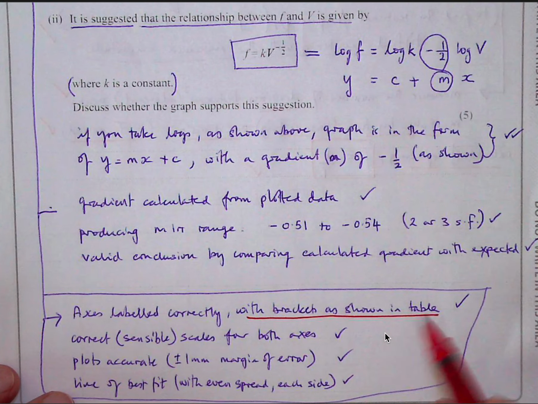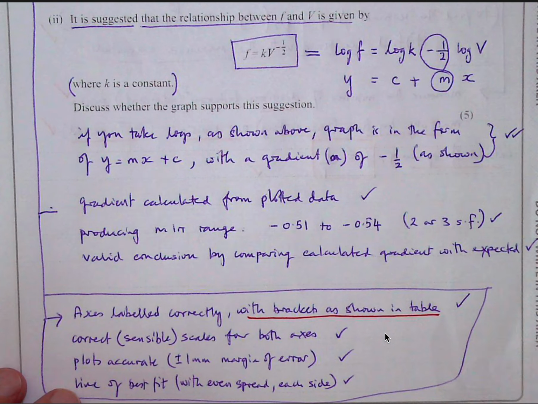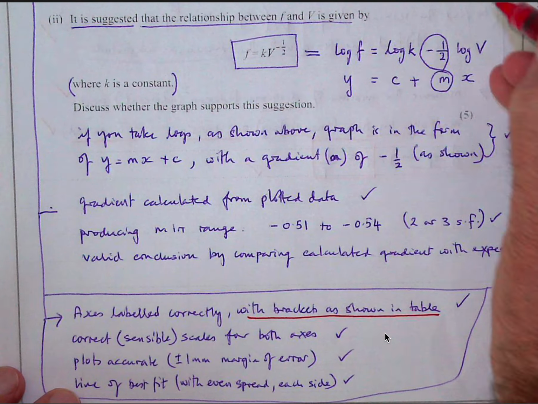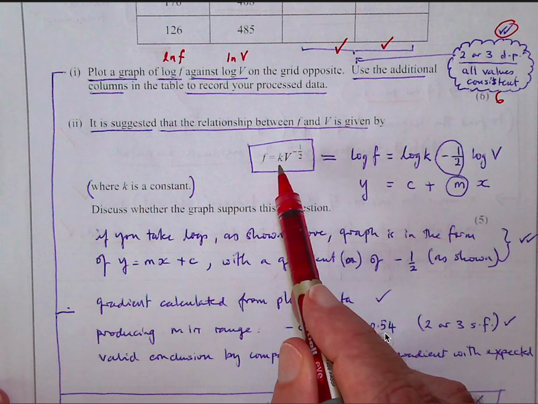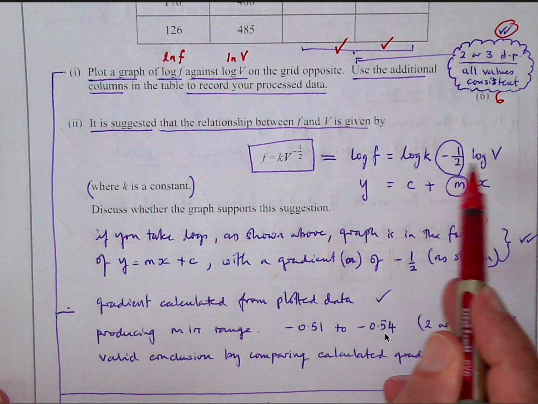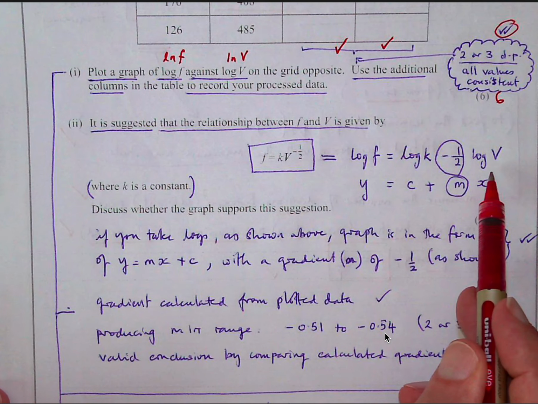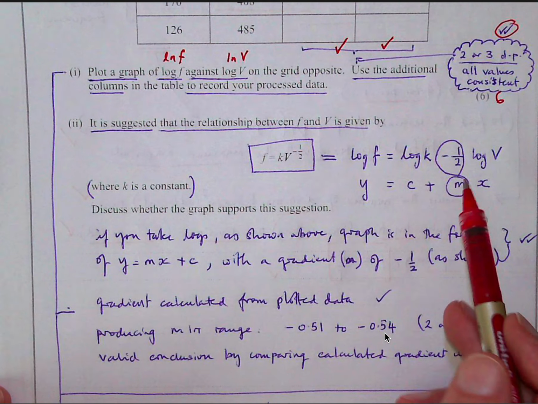So we know how we're going to get the marks for the graph, so I've just written it out there. There's your 6 marks if you get all of that. And then they want you to do your analysis. It is suggested that a relationship between f and v is given by f equals k v to the power of minus a half. So if you take logs, it will be log f equals log k minus half times log v. If you don't know how to take logs, you need to go and practice.